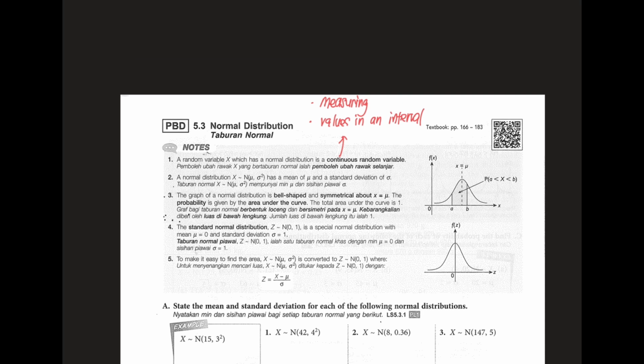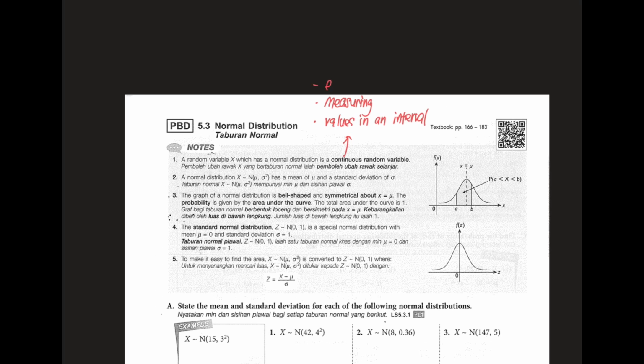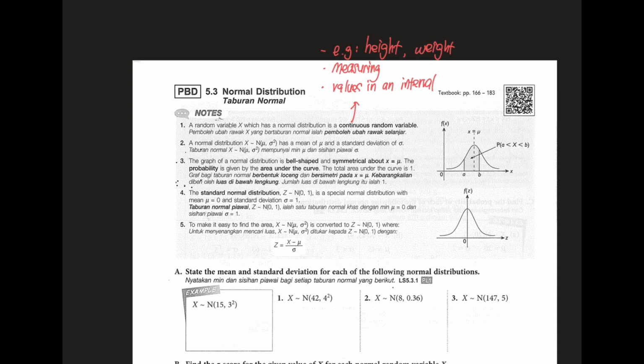Example, let's say height. Height can take all values in the interval, 163.5 cm, which is a decimal, or 164, which is an exact value. Or weight. All these you get from measuring, so they are under continuous.